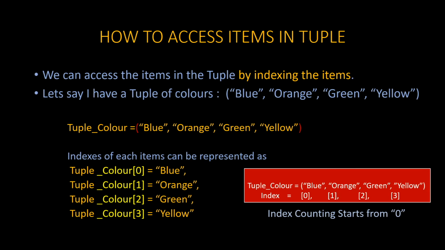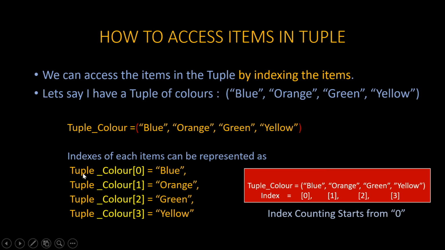We can access the items in the tuple by indexing the items. Let's say I have a tuple of colors: blue, orange, green and yellow. This is the syntax. As you can see in the example, the tuple of colors is equal to blue, orange, green and yellow. I have enclosed it in parentheses and separated the items by commas. An interesting point is that index counting starts from 0. So object 1, which is blue in this case, is index 0.